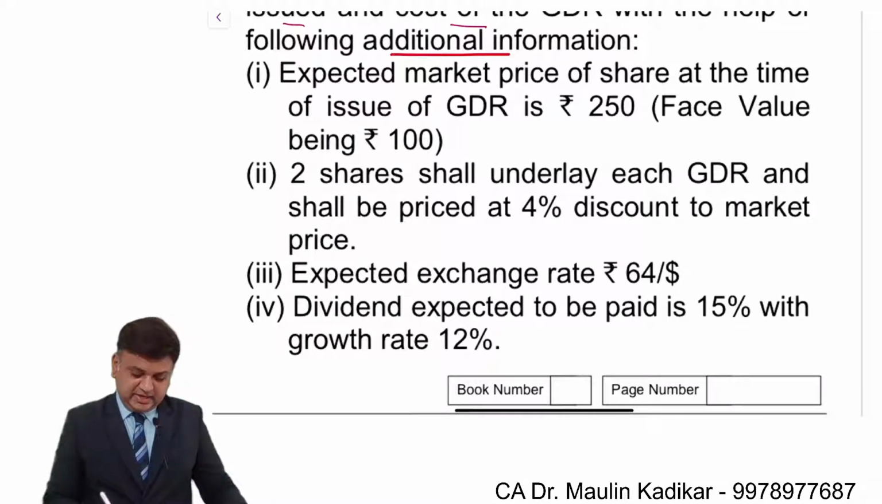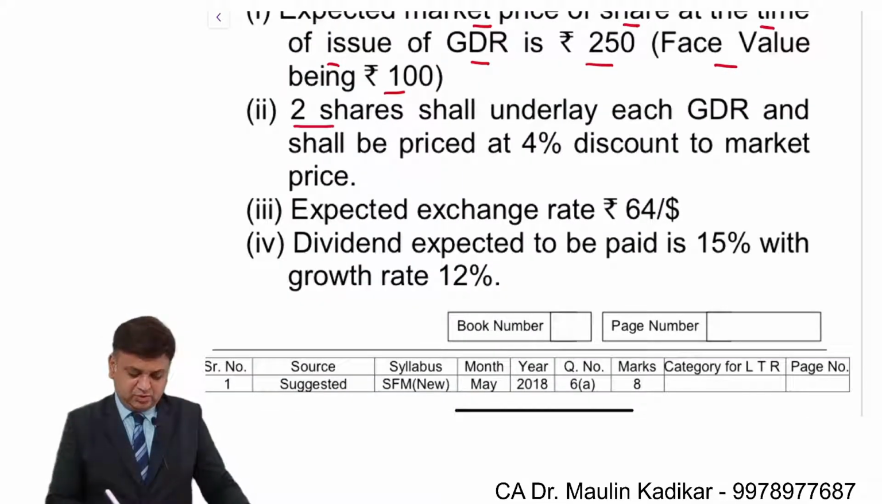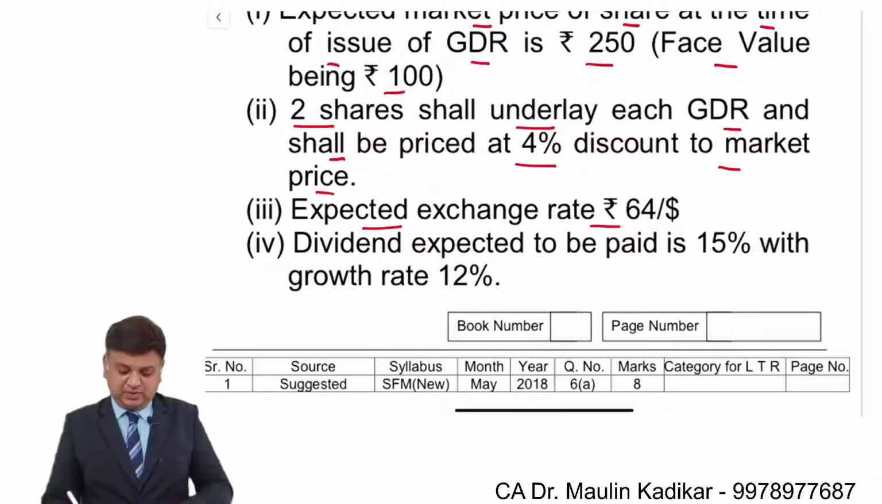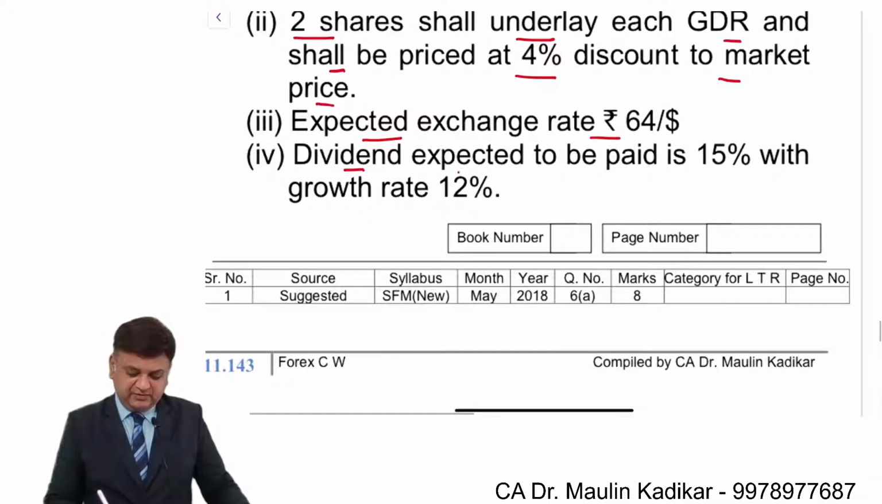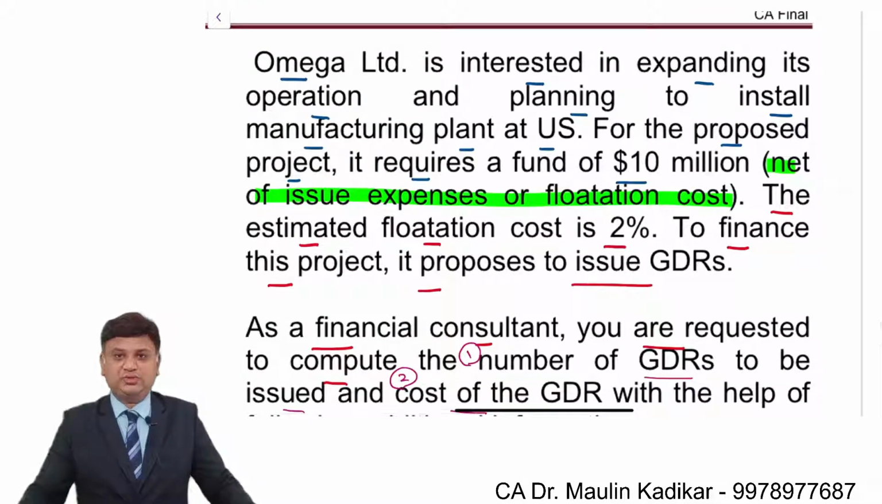1. Expected market price of the share at the time of issue of the GDR is 250. Face value is 100 rupees. 2 shares underlie each GDR and shall be priced at a 4% discount to the market price. Exchange rate is 64 rupees per dollar. Dividend expected to be paid is 15% with a growth rate of 12%. Please go through the question.